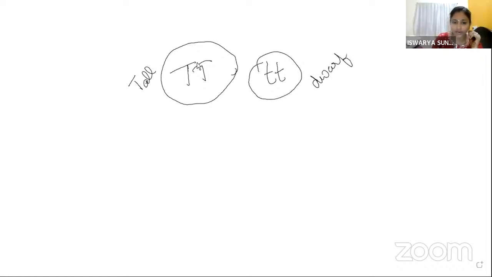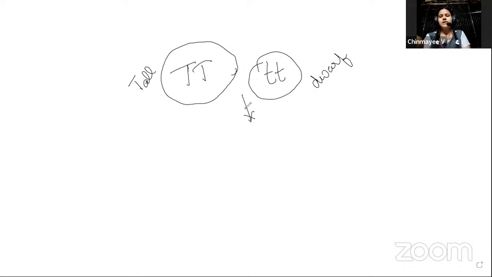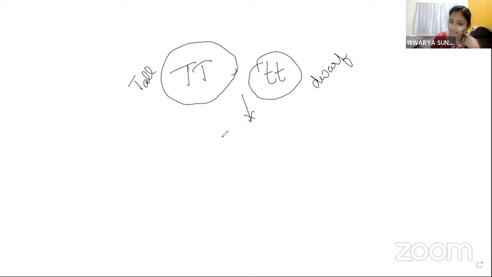Now we are going to combine these two. How will we combine? Will we take capital T, small t, or is there something else? Why should we take only one T?